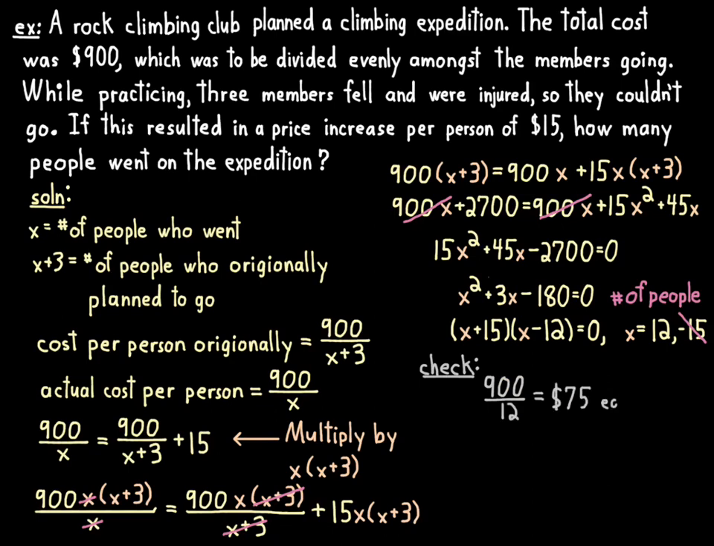Now you can check this really easily because you know the numbers. This is just arithmetic. Right? So if the total cost was $900, 12 people went, you just divide 900 by 12, it cost them $75 each. Now, if the 3 people that hurt themselves went, there would have been 15 people who went. So that would be $900 divided by 15, which is $60 each. Notice they differ by $15, which is exactly what we were told at the beginning here. Right? So that's correct, and I know it's correct.